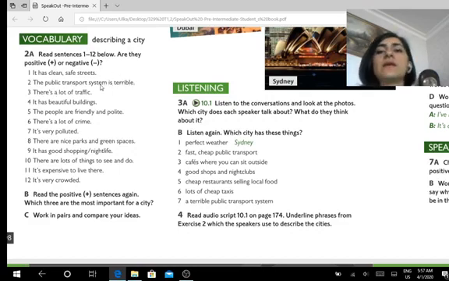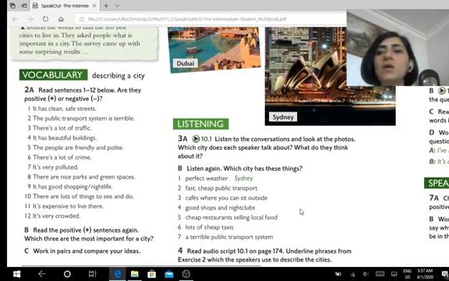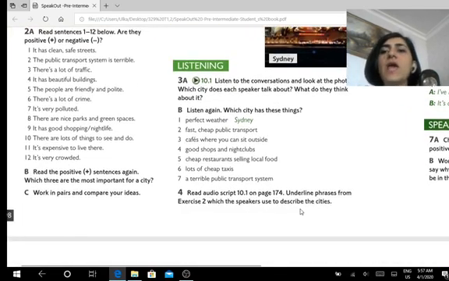Next, you read the next sentence and again define whether it's negative or positive. All you need is to put plus or minus. Okay? I think there is nothing difficult here. Then we switch to exercise 3AB.